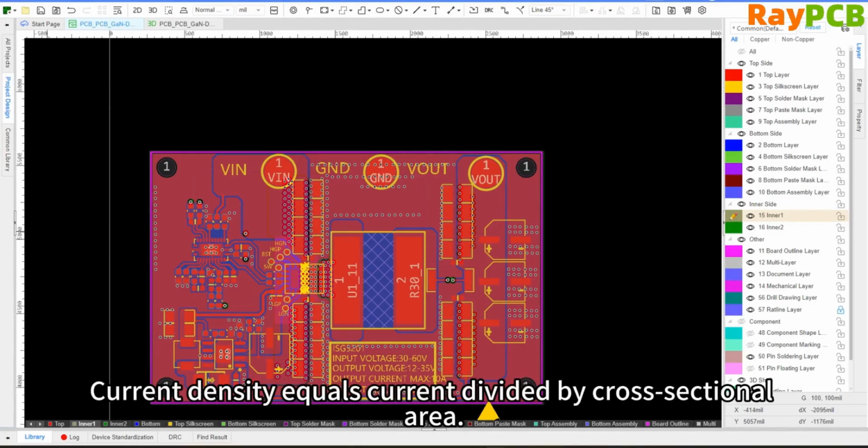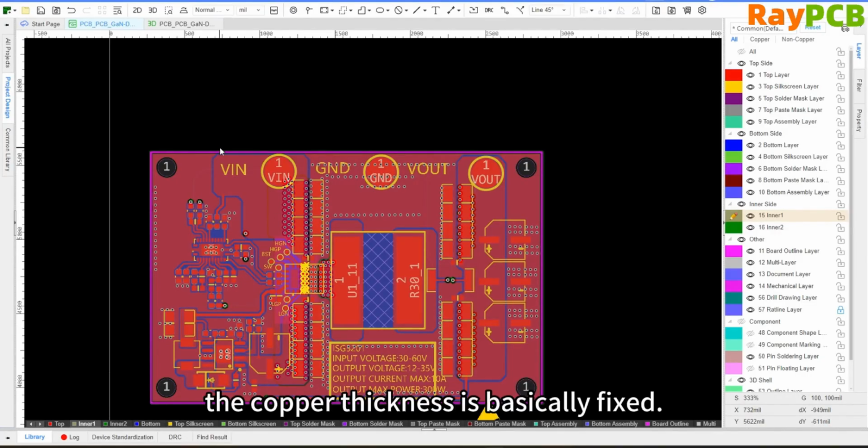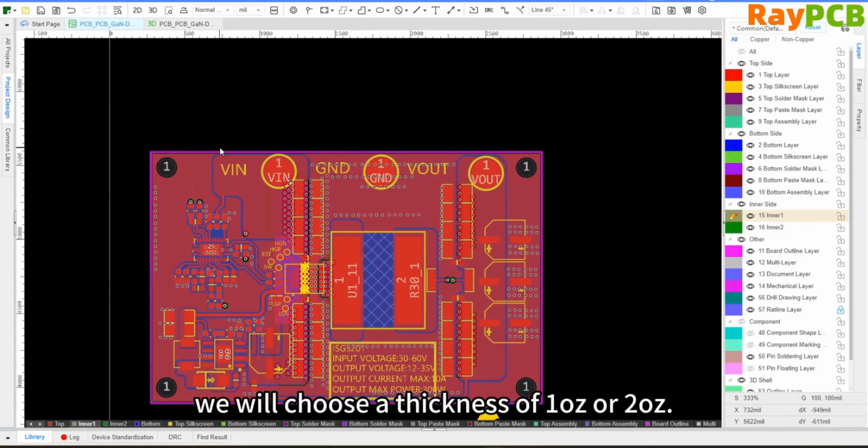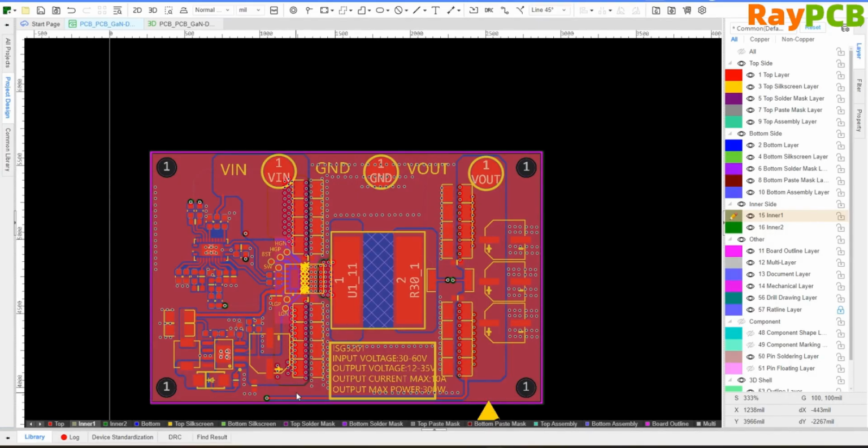Current density is equal to the current divided by the cross-sectional area. For our PCB, the copper thickness is basically fixed. When we select and manufacture it, we can only choose a thickness of 1 ounce or 2 ounces, so the cross-sectional area mainly depends on the different widths. When the width is smaller, its cross-sectional area is also smaller, so the calculated current density will be higher.